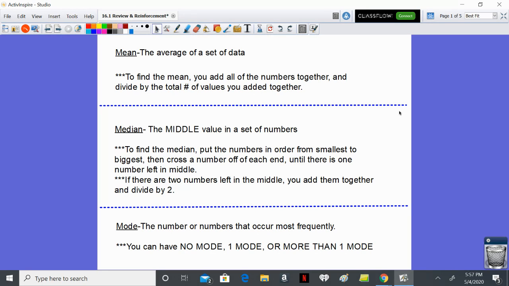And then finally, the mode is the number or numbers that occur most frequently. You can have no mode, one mode, or more than one mode. Let's do some examples of each.